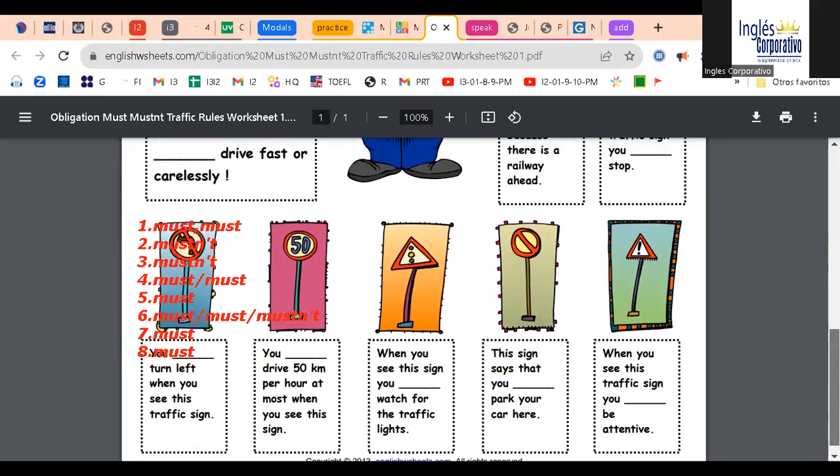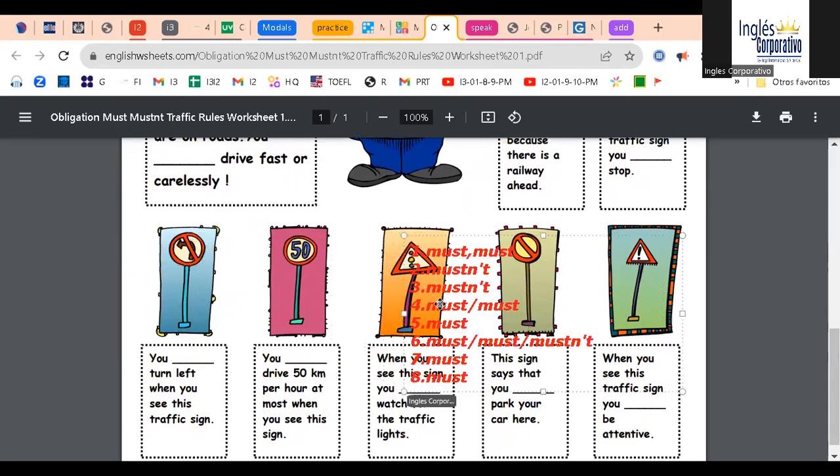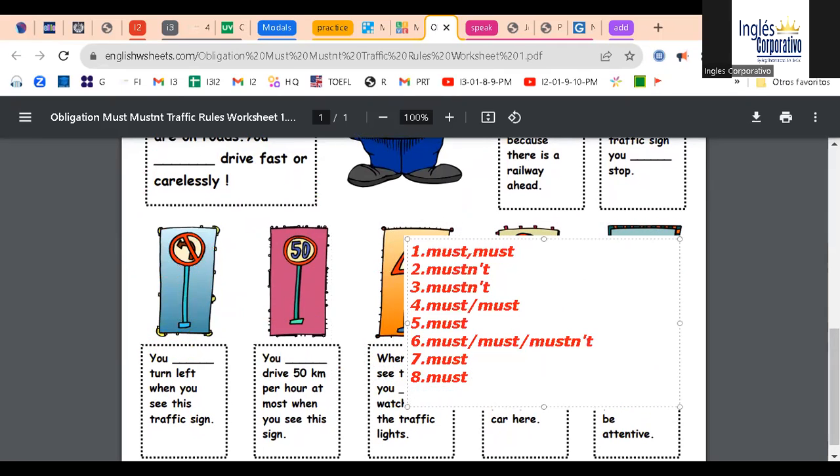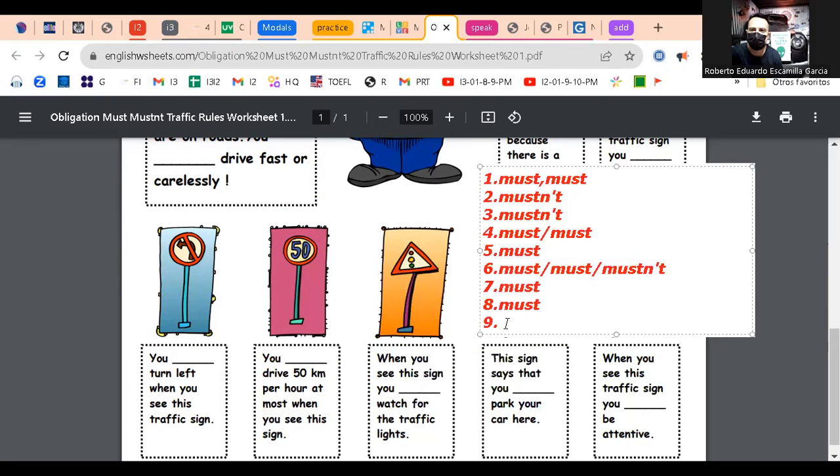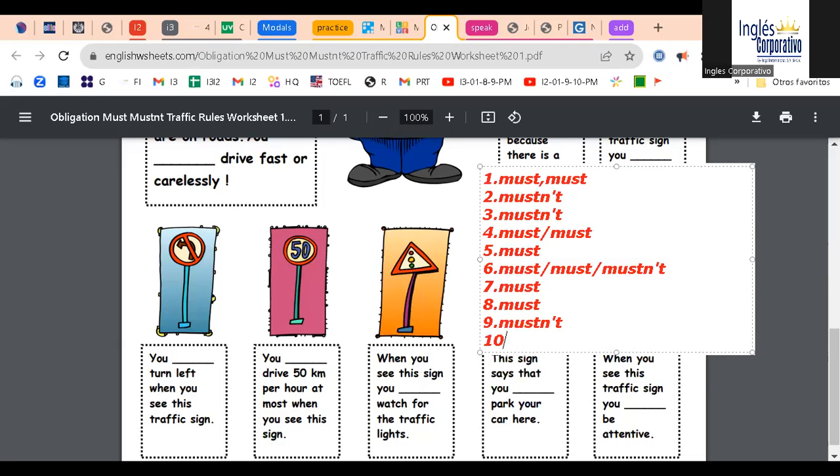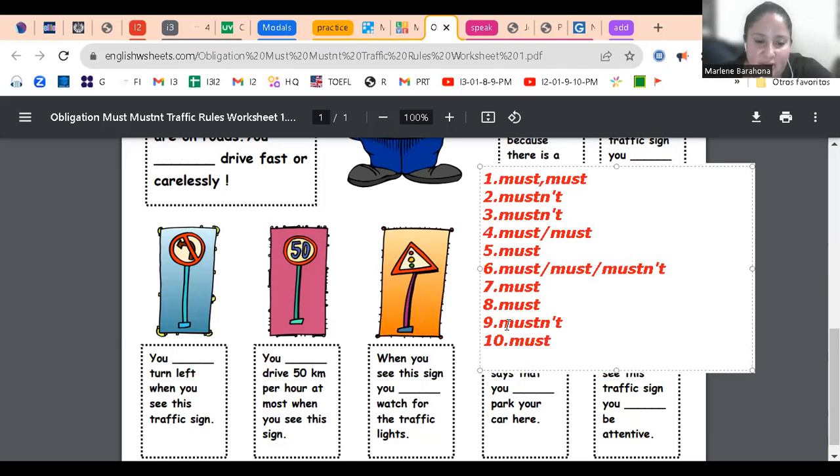Okay, here. What do you think, guys? Number nine. You must turn left when you see this traffic sign. Okay. How about 10? Anybody? Selma? You must drive 50 kilometers per hour at most when you see this sign. Okay, so you must.